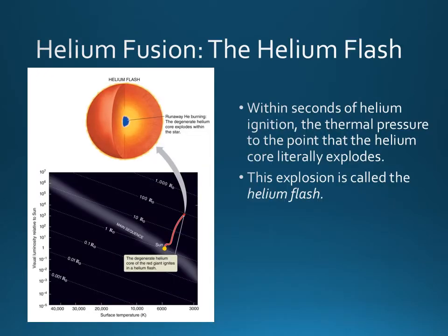The red giant phase ends when the temperatures in the central core rise high enough for new nuclear reactions to begin. At this stage, the small, dense core of electron-degenerate material reaches the critical temperature for helium fusion. Within seconds of helium ignition, the thermal pressure increases to the point where the helium core literally explodes. This explosion is called the helium flash.